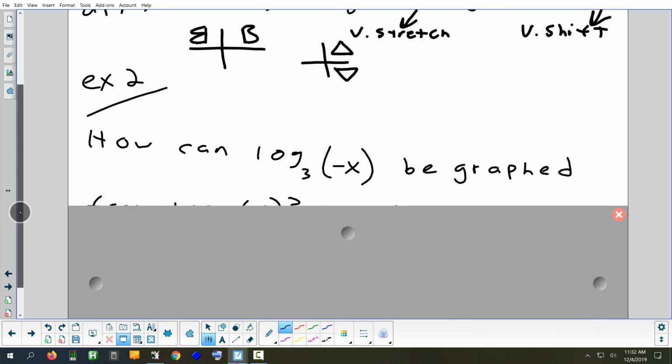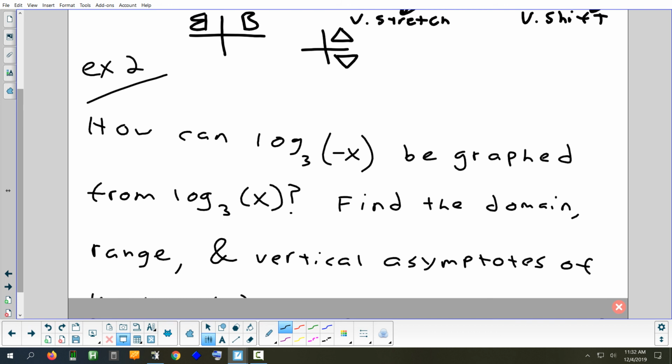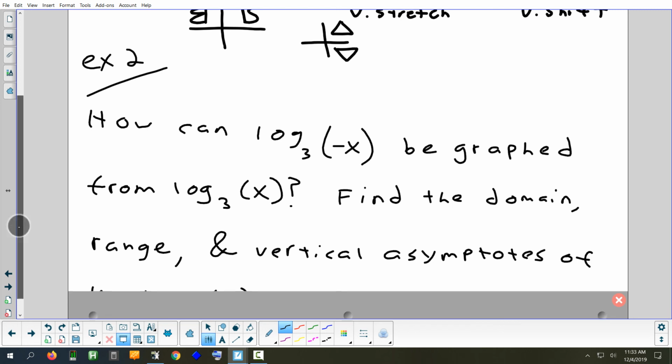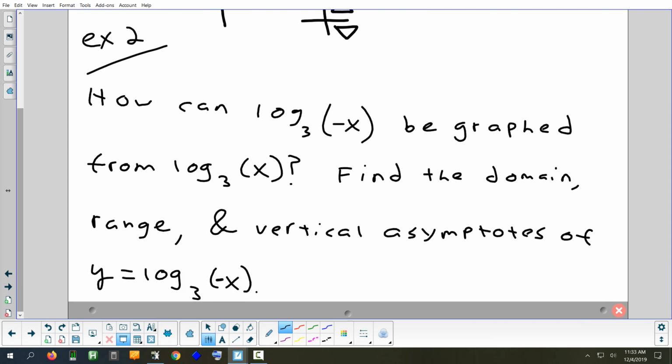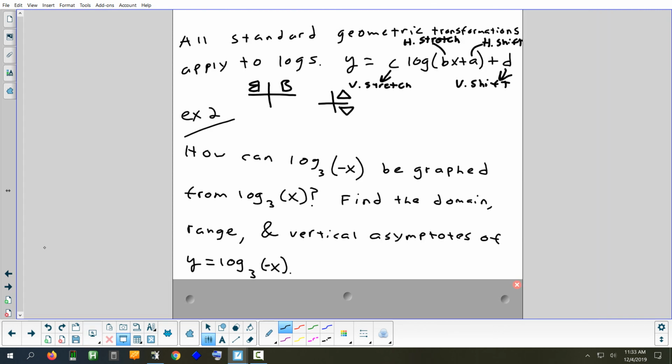Okay, so let's take a look at that function. There's not a lot of transformations in it, just one. And I want to find the domain, range, and vertical asymptotes. So first thing is we'll just describe what's happening. Okay, out of the A, the B, the C, and the D, which letter have I changed?